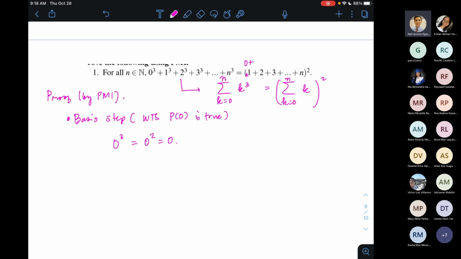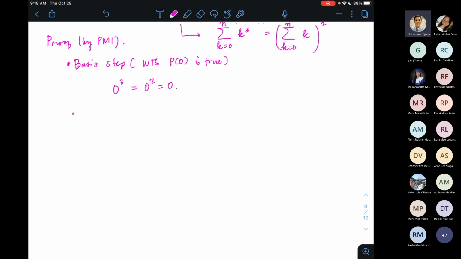Napaka-trivial niyang isulat, no? Pero hopefully, it's almost a gimme point. So dapat automatic makukuha niyo yung score para sa basis step, especially when you're dealing with 0 kasi quick substitution lang.